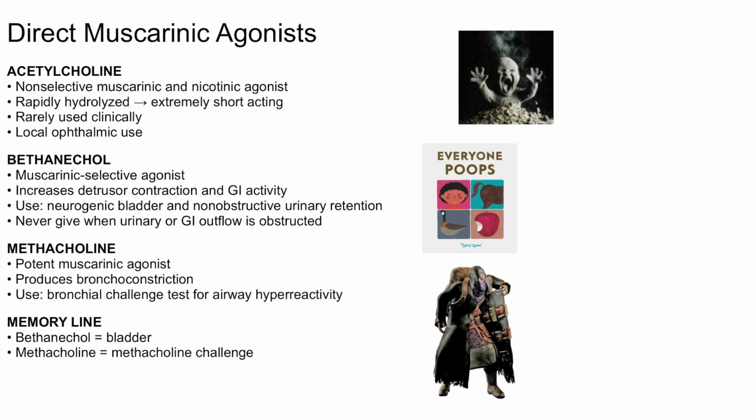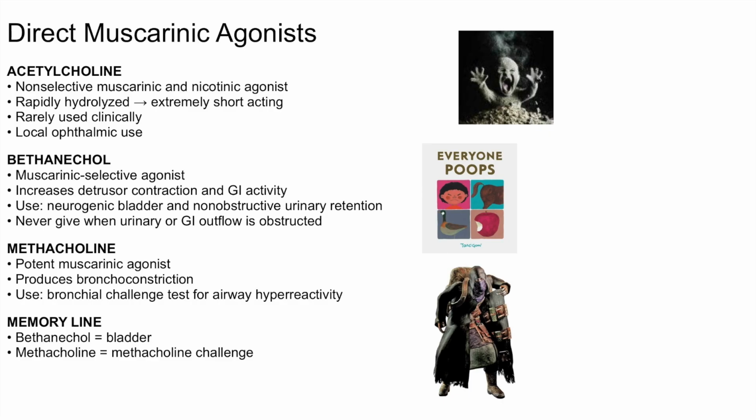Methacholine is a potent muscarinic agonist that produces bronchoconstriction. It is used in a controlled bronchial challenge test when airway hyperreactivity is suspected. So a useful association is bethanechol for the bladder and methacholine for the methacholine challenge. Okay, now breaking down these silly little images.